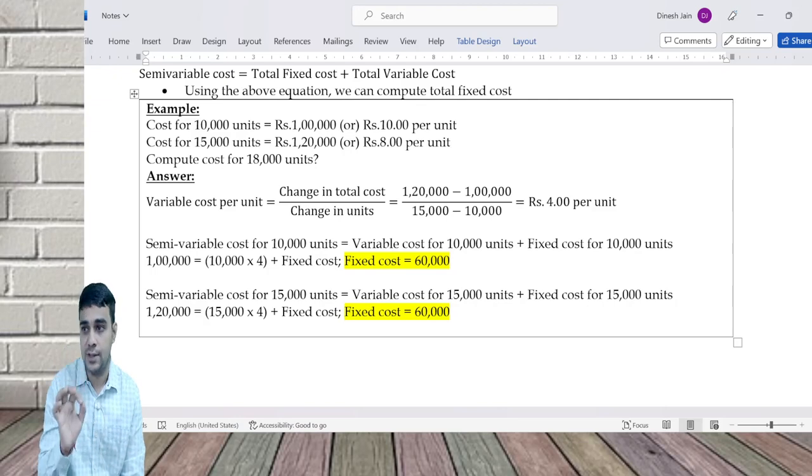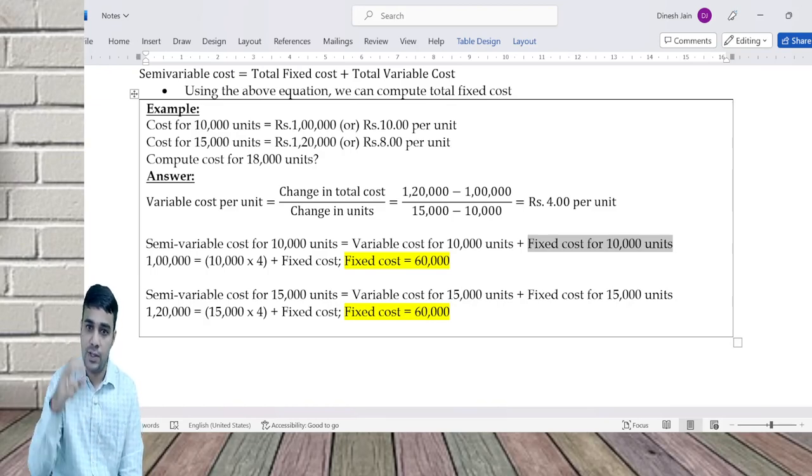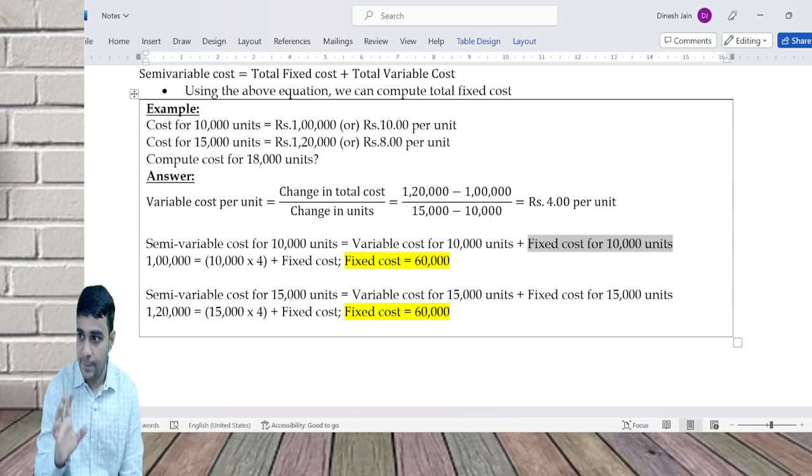This is total fixed cost, not per unit fixed cost. Variable cost, I wanted the per unit number. Fixed cost, I want the overall number. Why I said fixed cost for 10,000 units here? Because I wanted to show you that whether you take 10,000 units or 15,000 units or 20,000 units or 1 lakh unit, the fixed cost number is going to be 60,000.